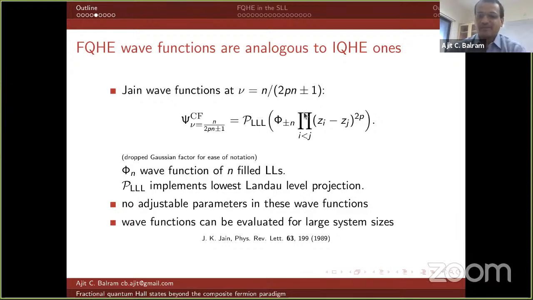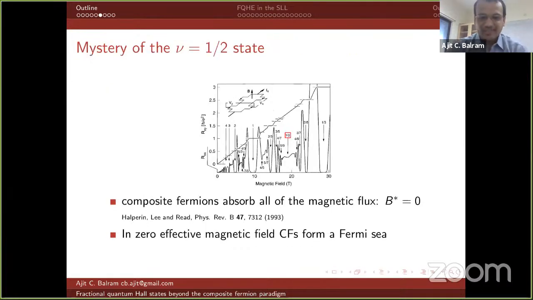A priori, if you look at a wave function like this, it seems impossible to evaluate for large system sizes, right? Because the way you usually do projection is that you expand the state into the full Hilbert space and just retain the part that resides in the relevant Hilbert space. But there's actually a way around it, and this is a little bit technical, so I'm not going to explain how to do that. Just keep in mind that this wave function can be evaluated for even hundreds of electrons.